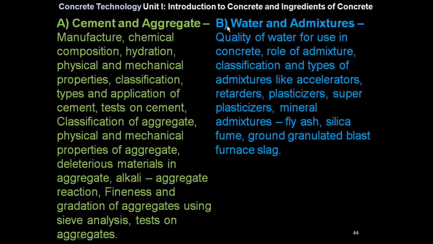Part B, water and admixture, which includes quality of water for use in the concrete, role of admixture, classification and type of the admixtures like accelerators, retarders, plasticizers and superplasticizers, mineral admixtures like fly ash, silica fume, ground granulated blast furnace slag.